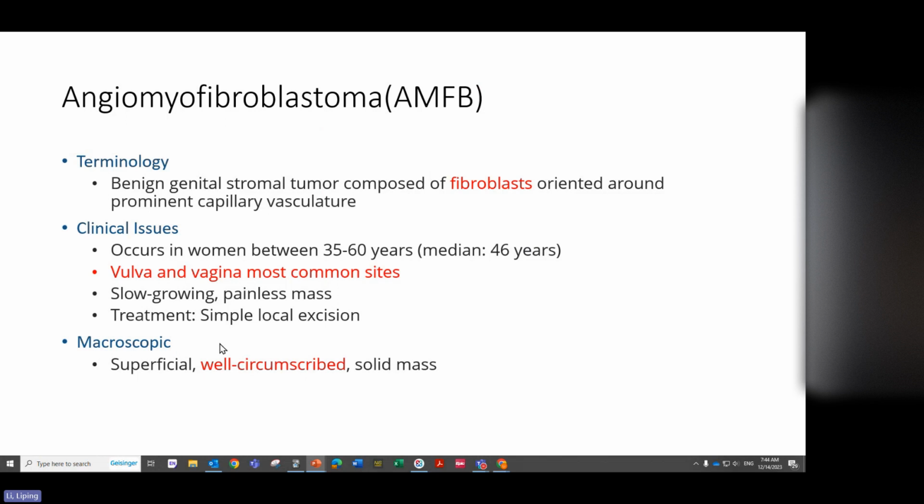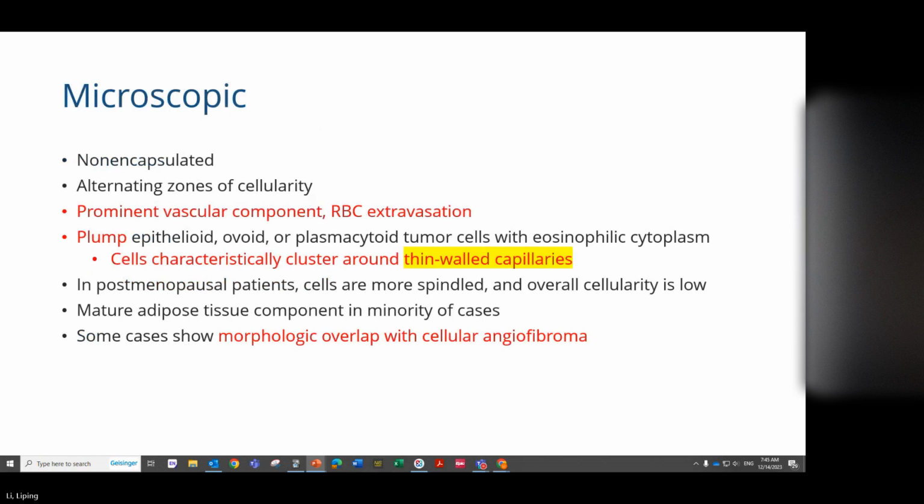From the gross sample, it should be well circumscribed, compared to the deep angiomyxoma with its infiltrative border. The microscopic feature is alternating cellularity. That means in this lesion, you may see some hypercellular areas and hypocellular areas, and also prominent vascular components with red blood cell extravasation.